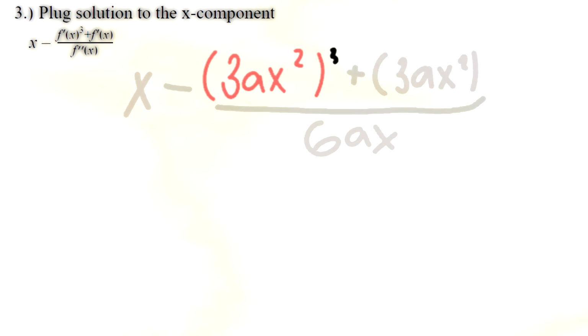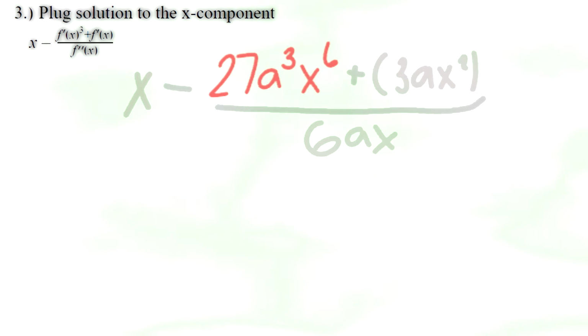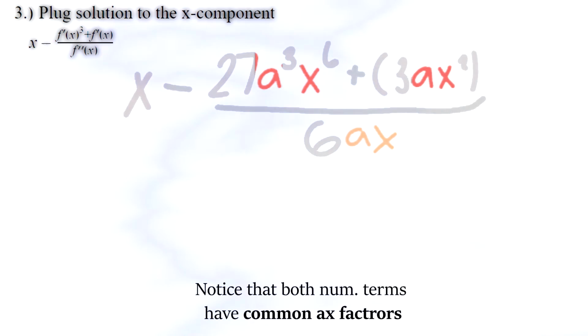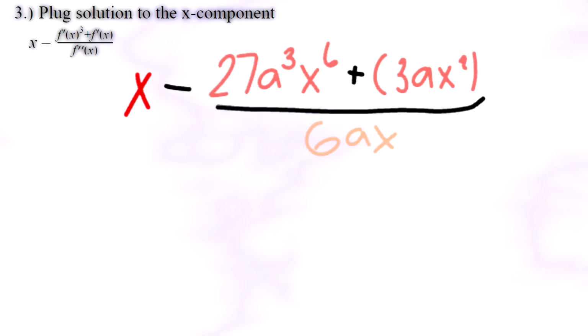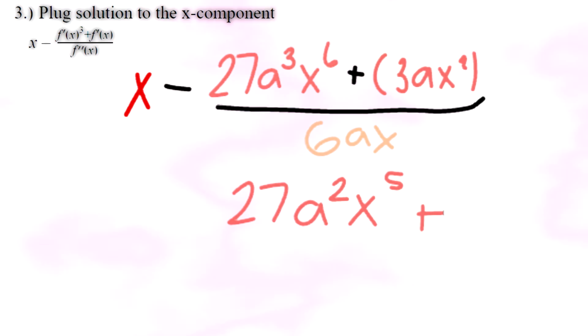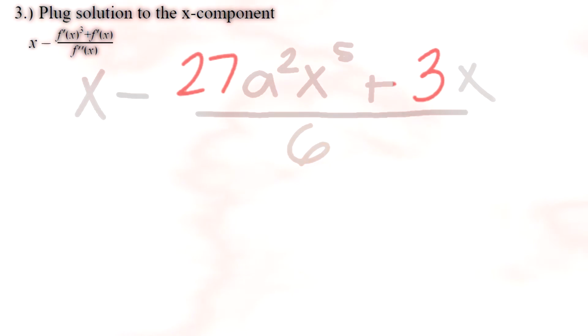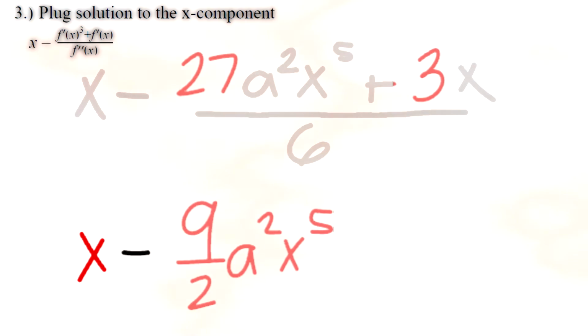Expanding the cubed, we get 27a cubed x to the 6th, which is quite big. Now, notice that both numerator terms have some common ax's to cancel. Doing that, we get 27a squared x^5 plus 3x. Next up, we divide the 6 to coefficients, where we get 9/2 and 1/2, respectively.